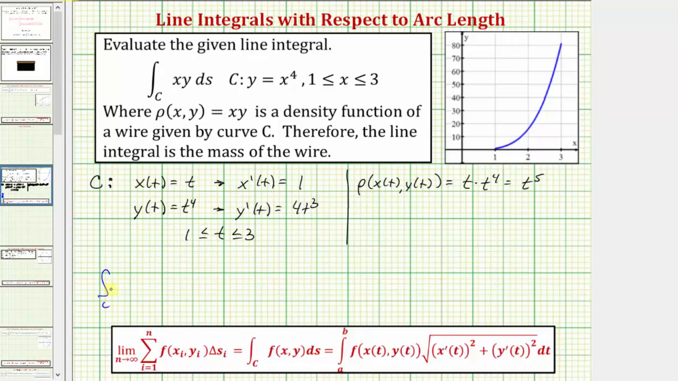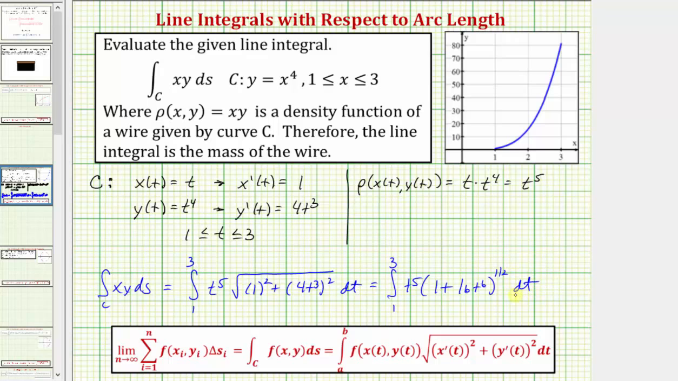The given line integral is equal to rho of t, which is going to be t to the fifth, and then we're going to have the square root of x prime of t squared plus y prime of t squared, which would be 1 squared plus 4t to the third squared dt, and limits of integration for t are going to be from 1 to 3. Let's write the square root using a rational exponent. So we'll have the integral from 1 to 3 of t to the fifth times the quantity 1 plus 16t to the sixth, raised to the 1/2 power. Now let's go ahead and evaluate this on the next slide.